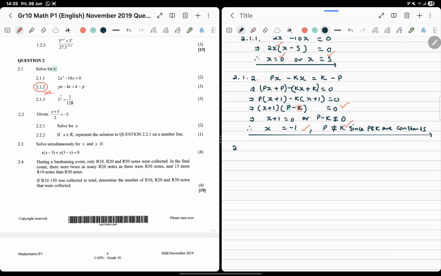All right, let's do 2.1.3. So we've got 2 to the exponent x over 3 equals 1 over 128. Okay. So question is, can we express 1 over 128 as perhaps a base of half, maybe? Or should we say 128, can we express it as a base of 2?